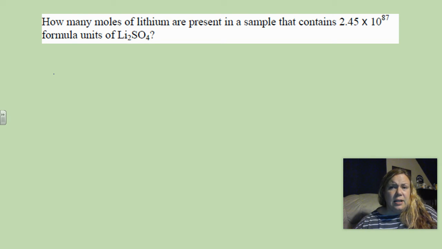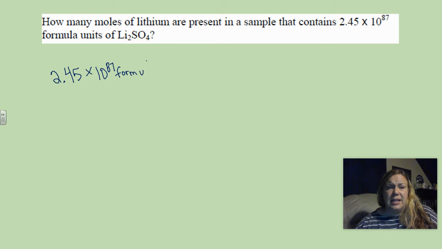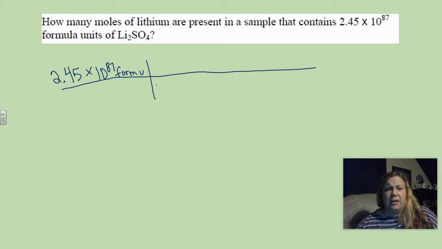So we're going to, again, start with our have and our need. Our have is what's given to us, which is 2.45 times 10 to the 87 formula units. I have to admit, guys, that 10 to the 87 is an insanely huge number, and it makes me think it's probably a typo, but we'll just go with it for the sake of numbers here. We know that there's 6.02 times 10 to the 23rd, Avogadro's number, formula units in every 1 mole of lithium sulfate.